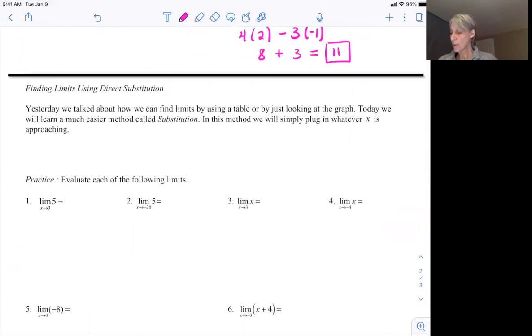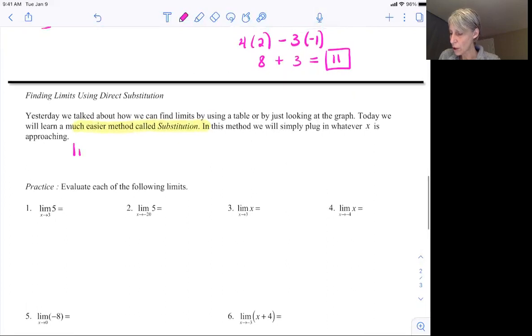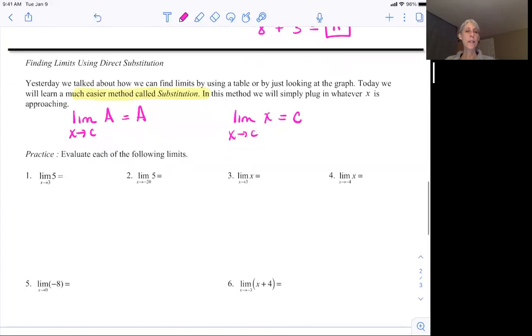So yesterday we talked about how we can find limits by using a table or just by looking at the graph. Today, our focus is going to be on a much easier method called substitution. In this method, we're just going to simply plug in whatever x is approaching. Before we begin, I just want to refresh our memory on our 2 basic properties that help us here. The limit as x approaches c of some number a is just a, and the limit as x approaches c of x is going to be c. And we're going to evaluate each of the following limits.